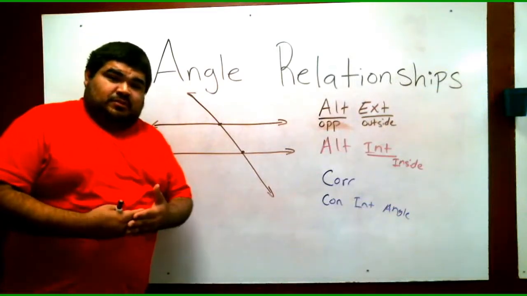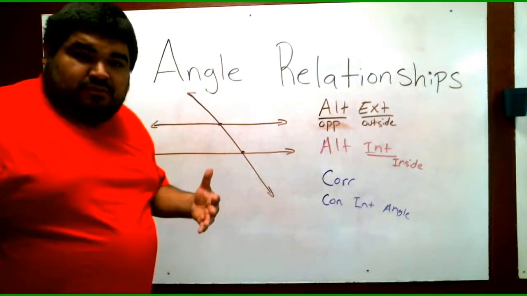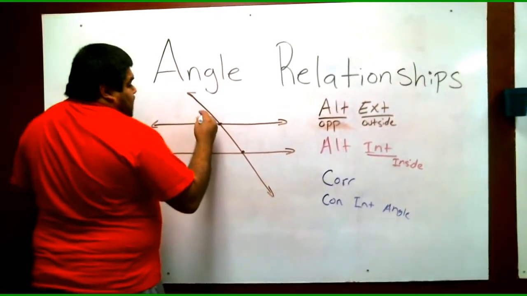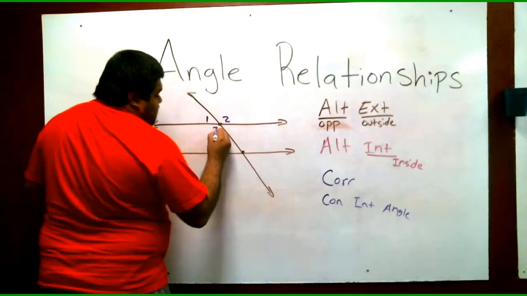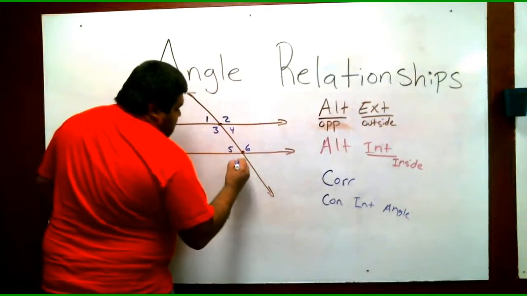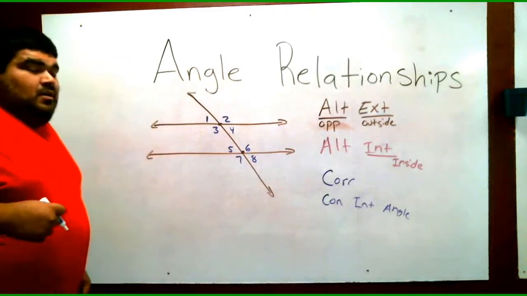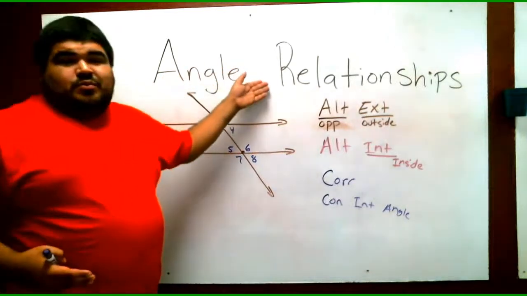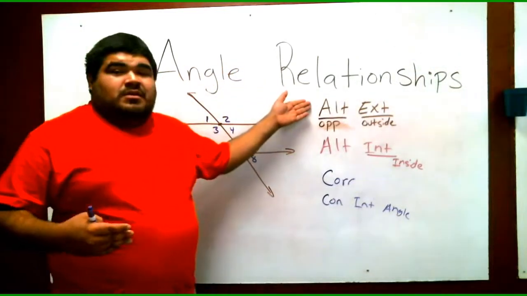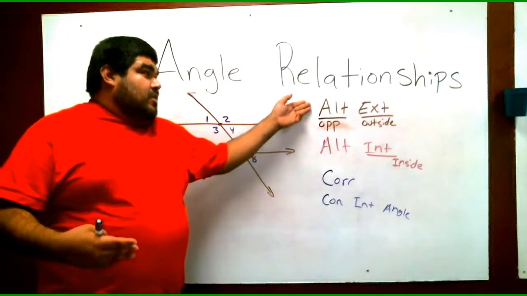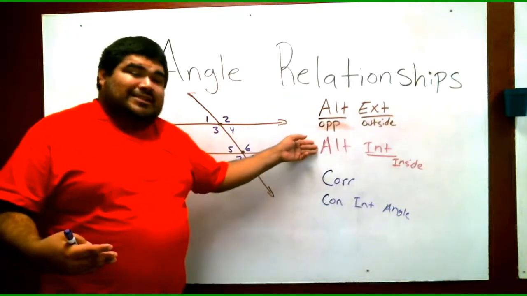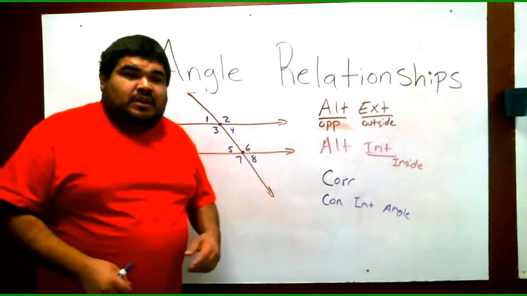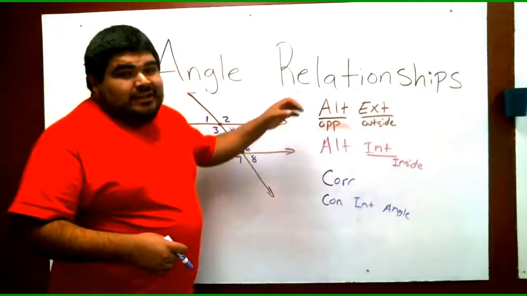Now that we have this transversal, we have a bunch of angles that we have to label. We have angle 1, 2, 3, 4, 5, 6, 7, and 8. On these angles, we're dealing with angle relationships, okay? We have to find angles that are alternate exterior, alternate interior, corresponding, and consecutive interior angles as well, okay? We're going to do the first one, which is alternate exterior.